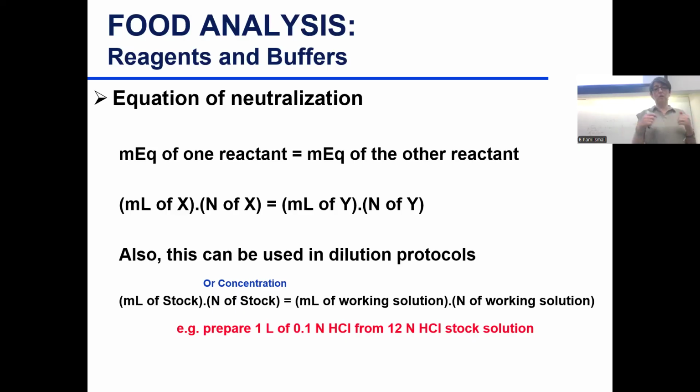We use this for dilution protocols. If you have a bottle of concentrated HCl and you want to prepare a diluted solution from it. In this example, when we buy HCl, the concentrated bottle is usually about 12 normal. That's its concentration. Often we have to prepare 0.1 normal HCl, and you will be doing that next week because we use that in the titration for the protein analysis lab. So using this equation, how would you prepare 1 liter of 0.1 normal HCl?